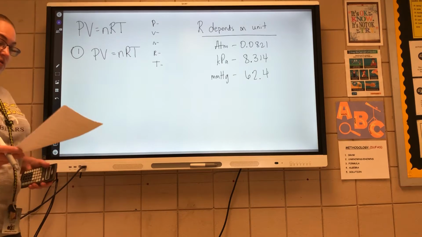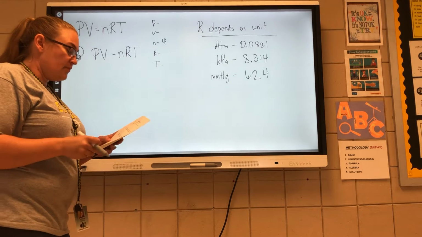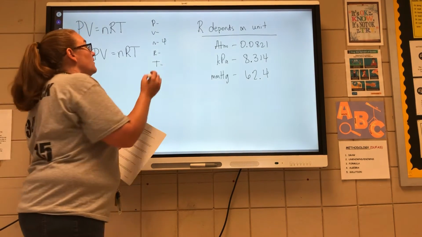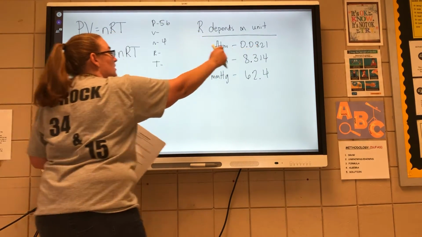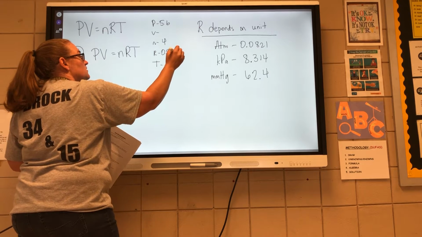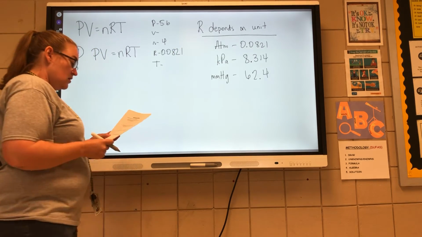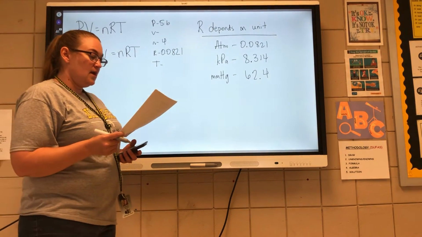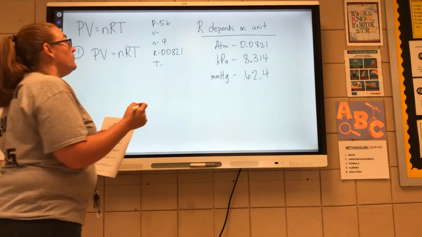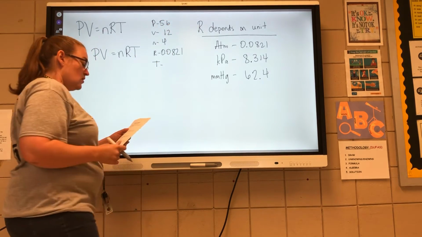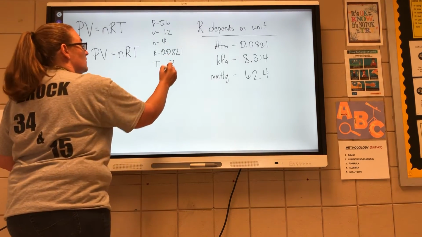All right. Since I have 4 moles of a gas, I know that my N is 4. At a pressure of 5.6 ATM, pressure is 5.6, and since it was ATM, my R constant is 0.0821. And a volume of 12 liters. What is the temperature? So now what do I do?